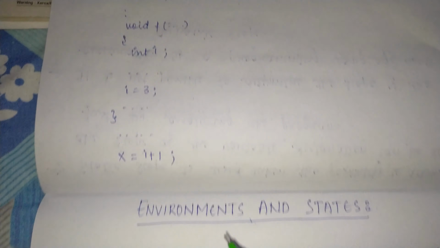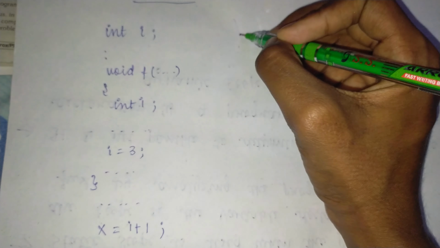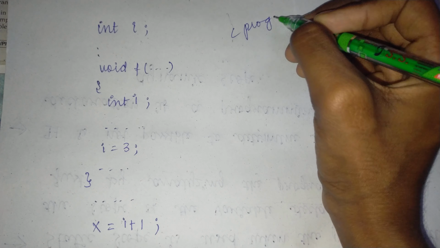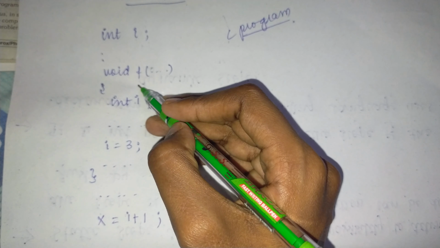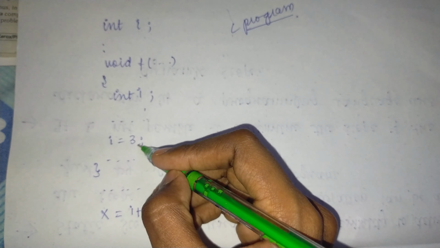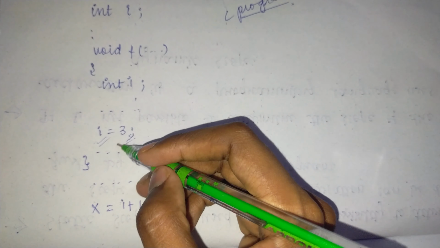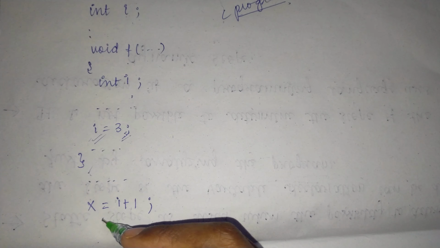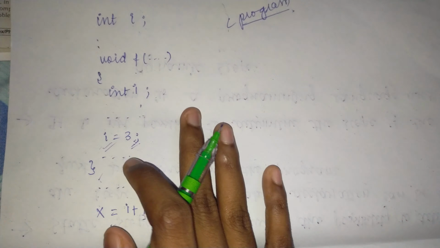Let's see an example now. This is basically a C program. It has int i; void f(int i), then we declare the number as 3 and the variable as i. Then we close the brackets and x equals i plus 1, variable x is equal to i plus 1. I hope you got this.